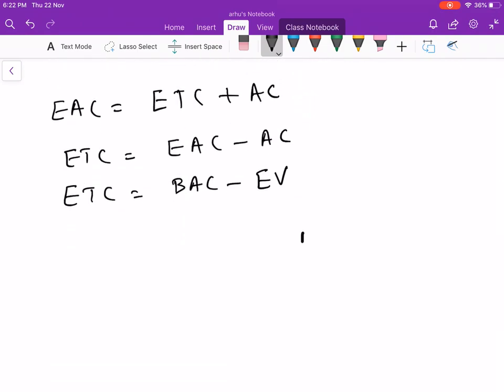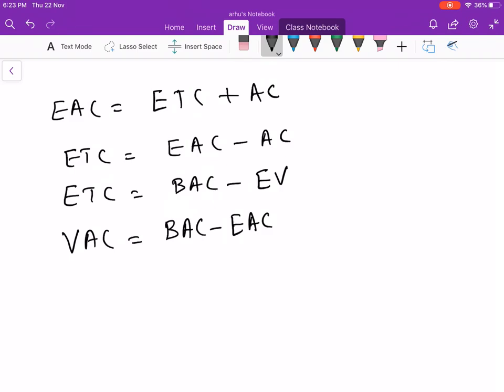That's the next one. Another thing, when you have got estimate at completion and budget at completion, there's a new variance that comes up. It's called variance at completion, which is nothing but budget at completion minus estimate at completion. So that's about the variance at completion.